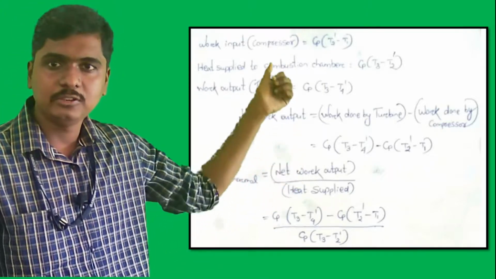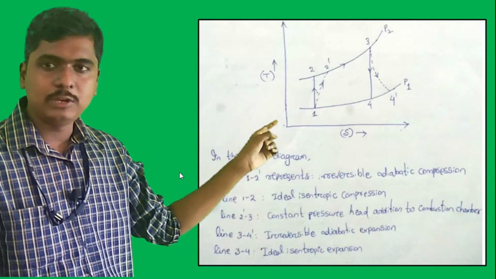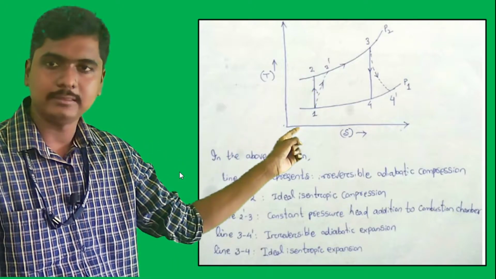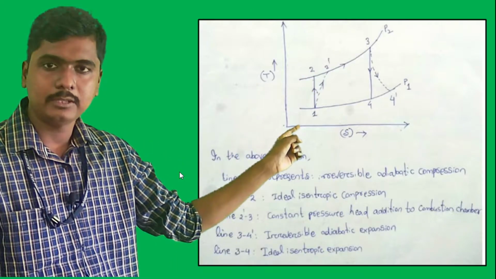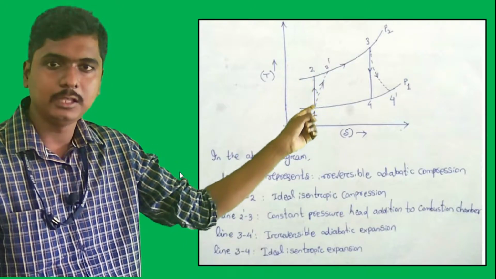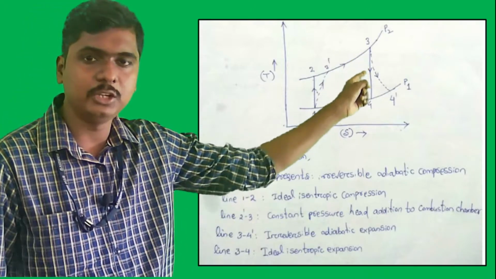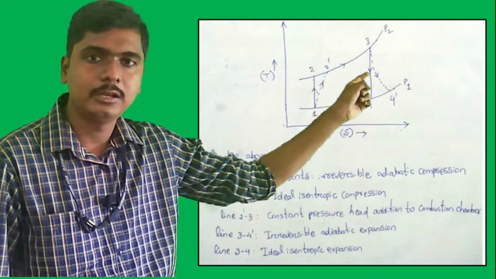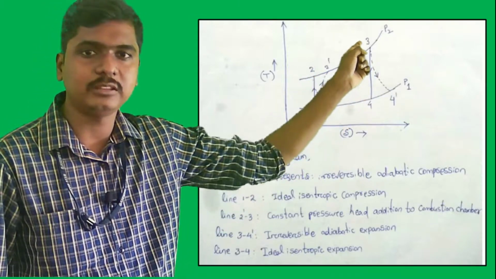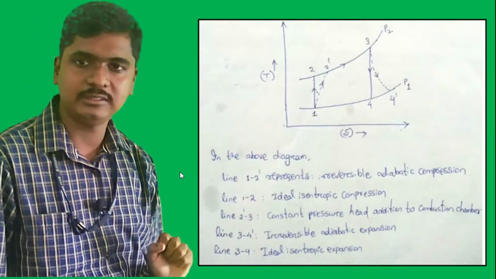The diagram may not be clear to you, but all these things you already know. What is the work input? The actual work input will be Cp into T2 minus T1. This is the compression part. In the compressor we supply the work input. This is the expansion process 3 to 4, where we get work output. Process 2 to 3 is the heat addition process, and 4 to 1 is the heat rejection process. These are the 4 processes.